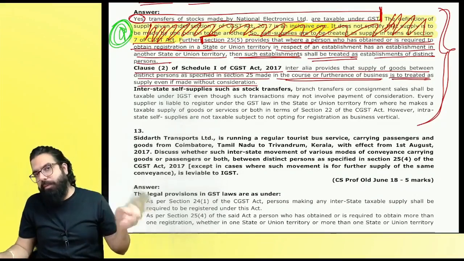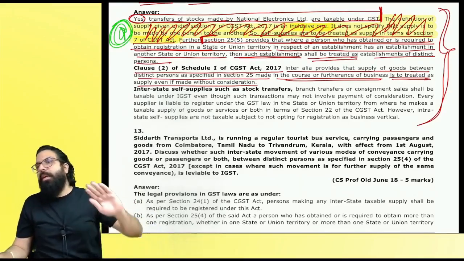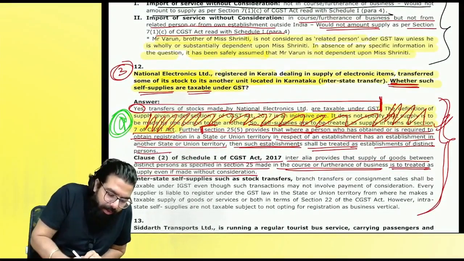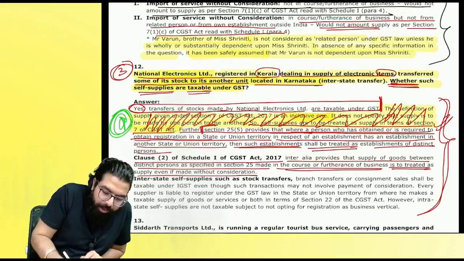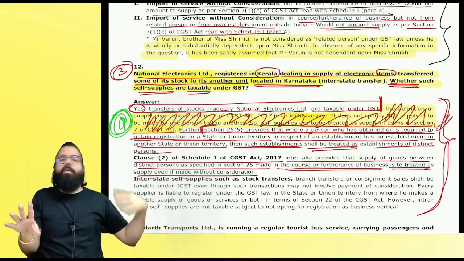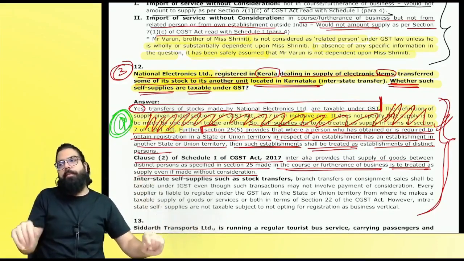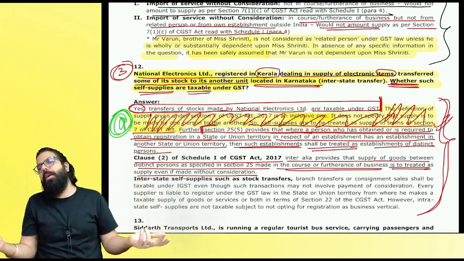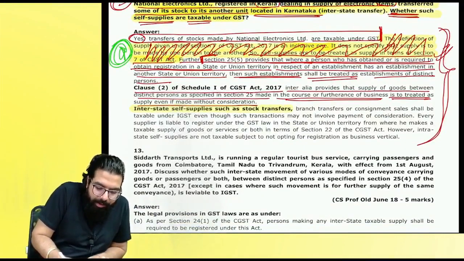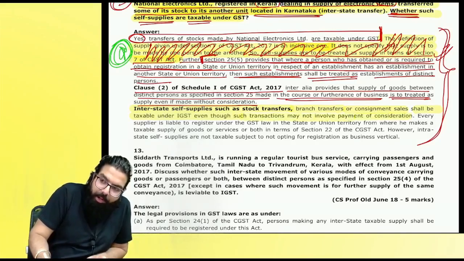Section number 25 has gone ahead and defined distinct person, wherein, sorry, section number 7, supply, goes ahead and says whenever there is a supply between distinct person, then it will be considered as supply. First of all, they have told that National Informatics Center registered in Kerala, dealing in electronic items, transferred some of its stock to another unit located in Karnataka. So they are telling we are registered in one state, another unit is in Karnataka. Now, if you are registered in one state and you have another establishment in another state, both are distinct person. And whenever from one distinct person to another distinct person you transfer stock, it will be supply. And hence, interstate supplies such as stock transfer, branch transfer, consignment sale shall be taxable under IGST, even though such transaction may not involve payment of consideration.